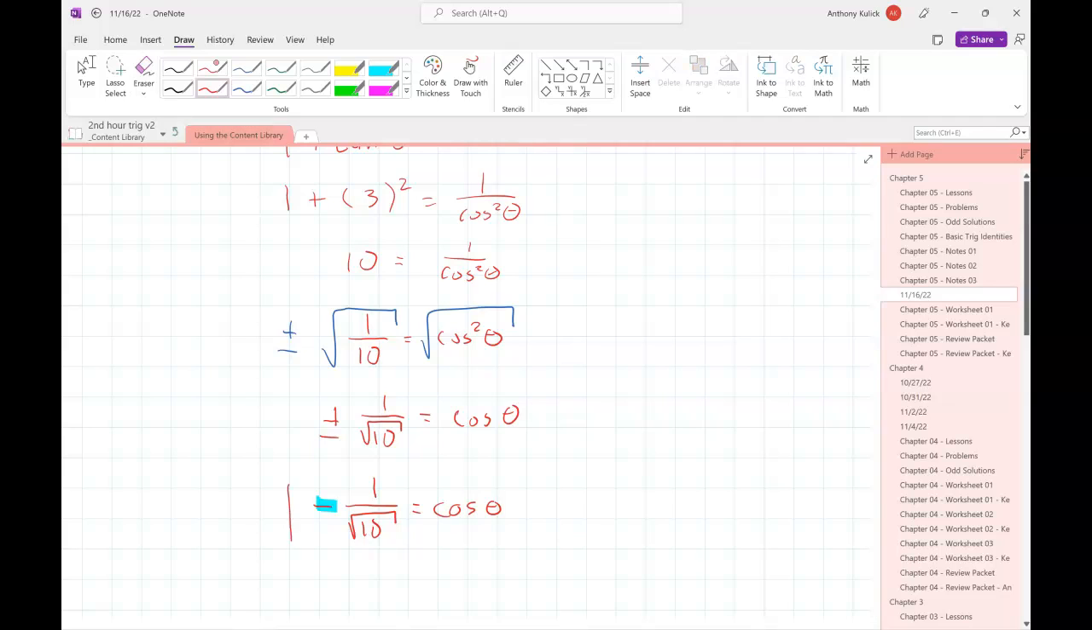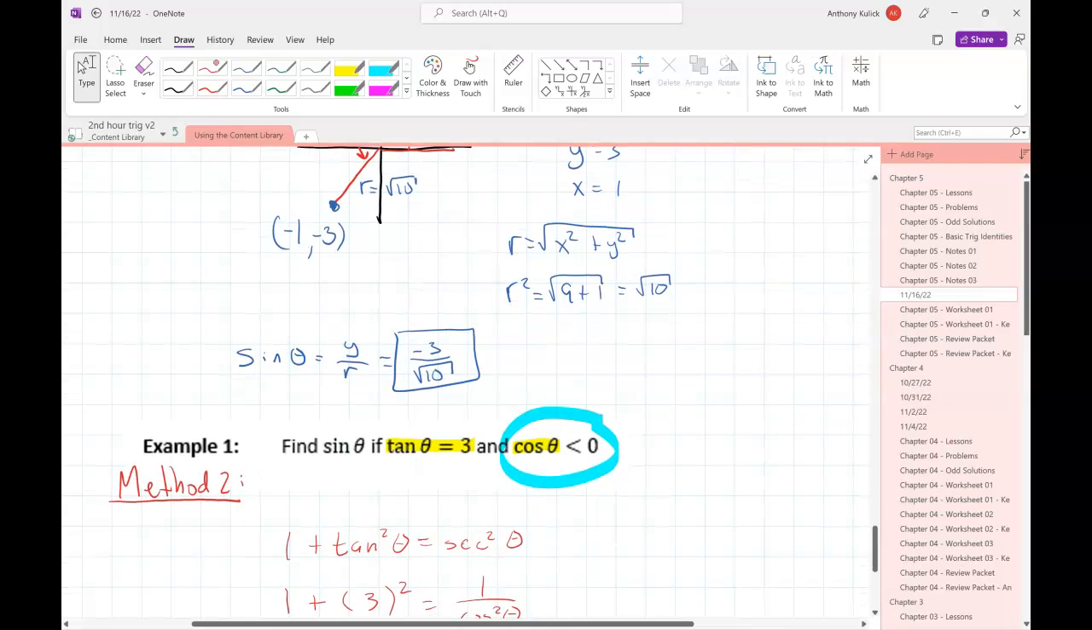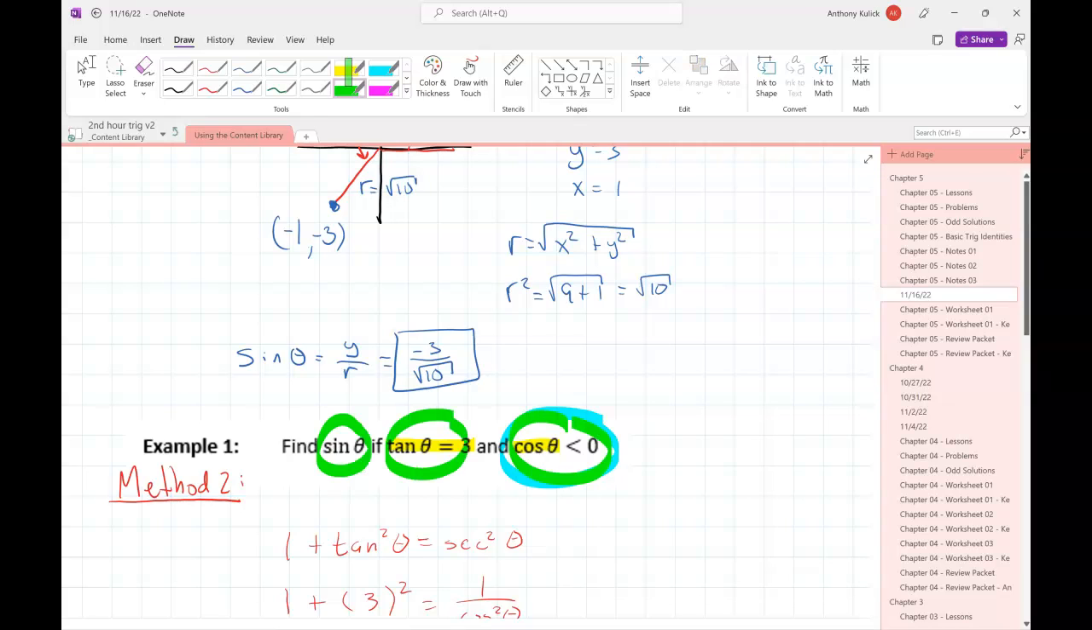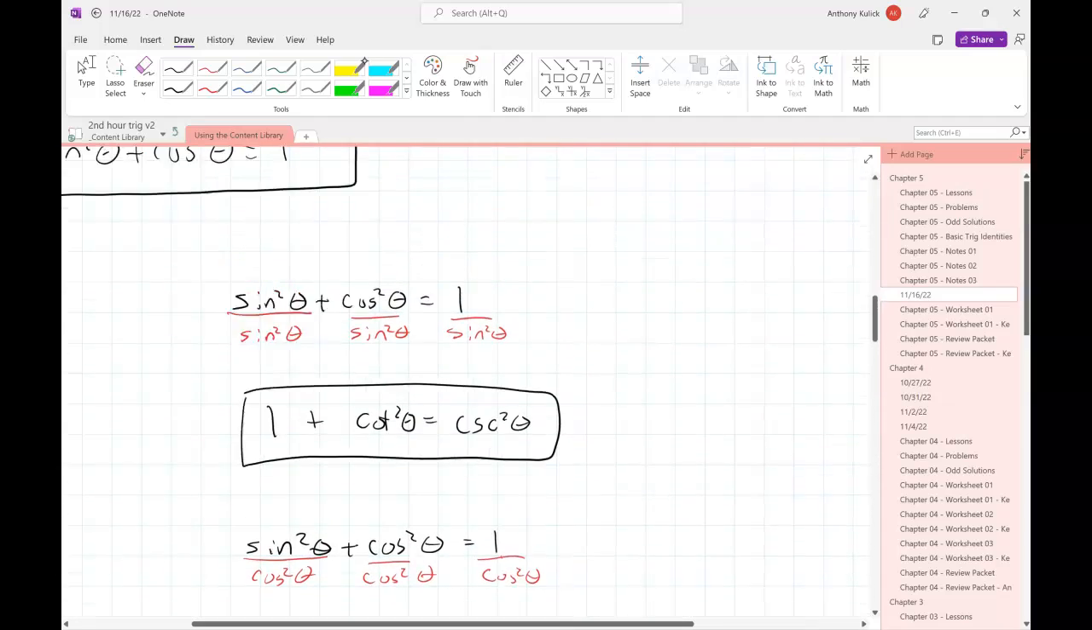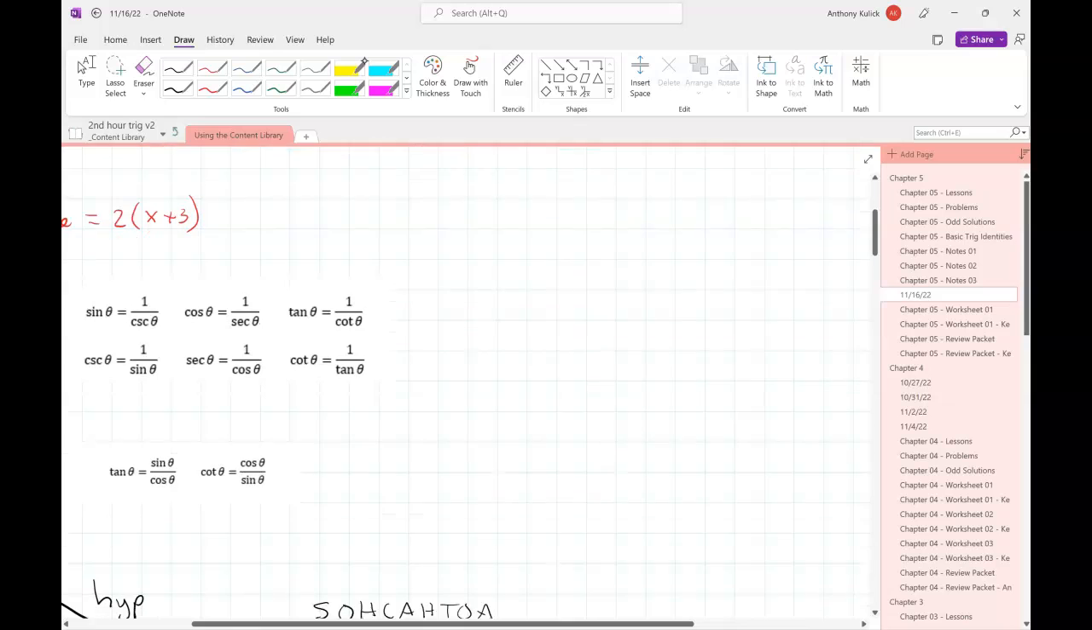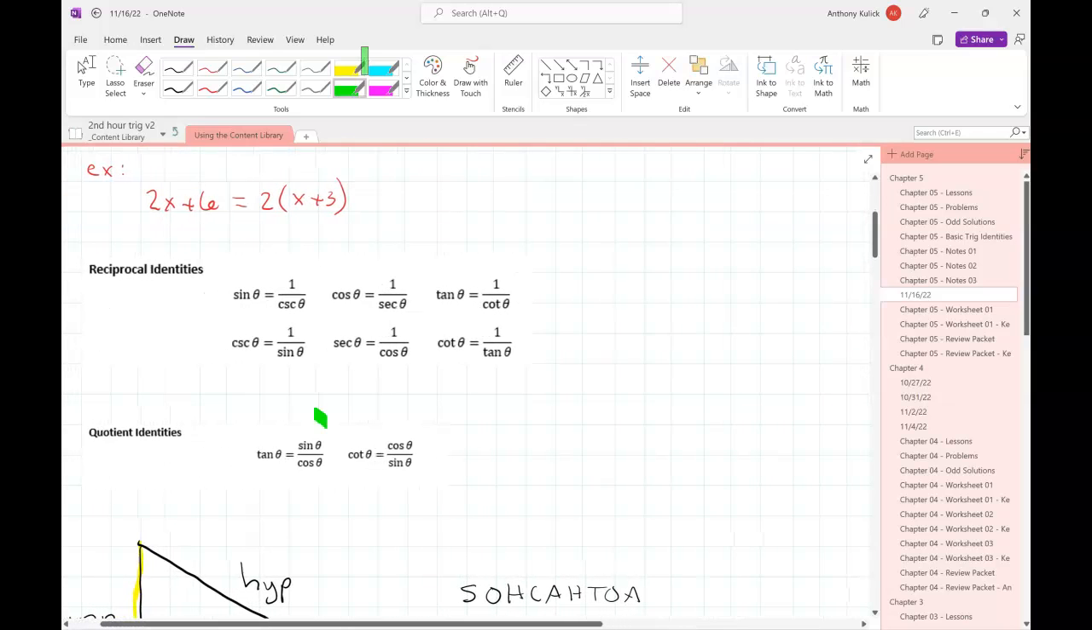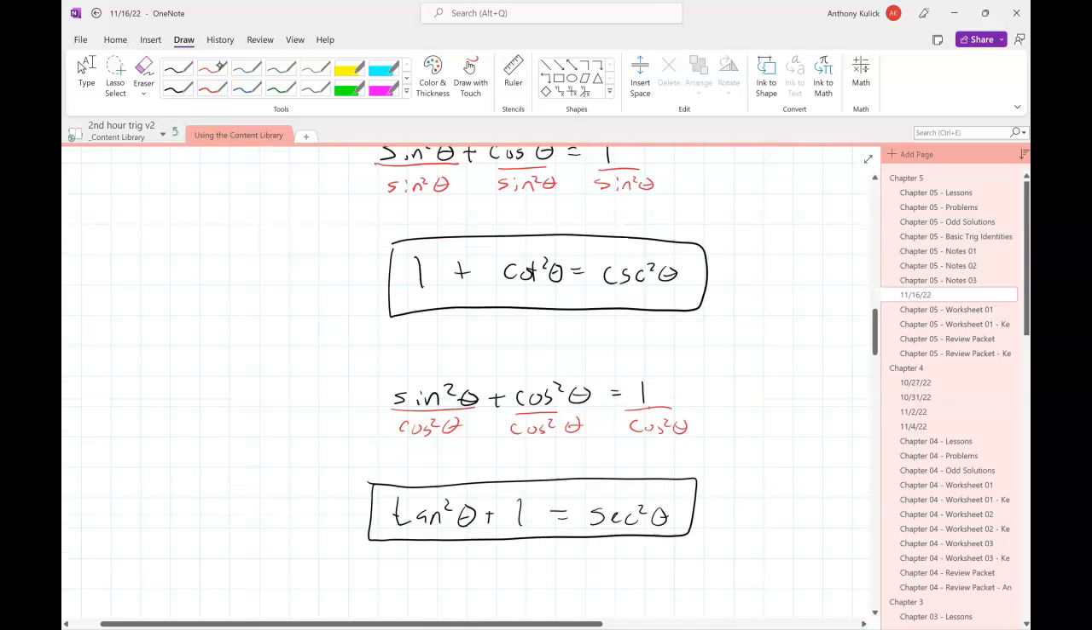Okay. So now that I have this, I'm going to look for an identity that involves sine, tangent, and cosine. Do you guys see an identity there? I do. The quotient identity that says tangent theta is sine theta over cosine theta.